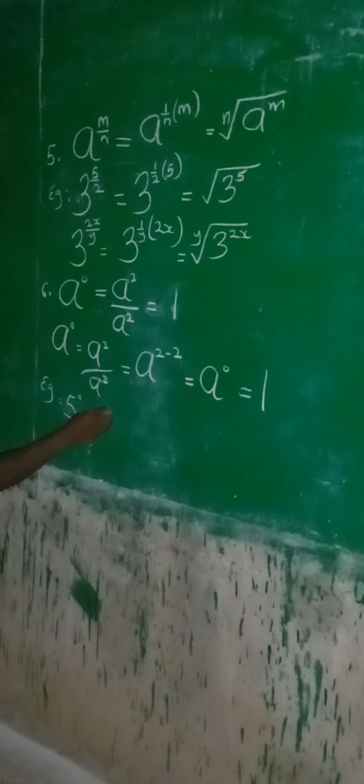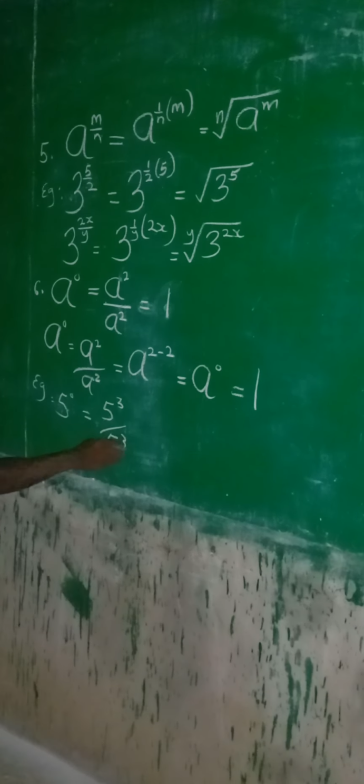So let's say, for example, 5 exponent 0 is the same as 5 exponent 3 over 5 exponent 3. It is going to give us 1, because the bases are the same and the exponents are also the same. So they are going to give us 1. Now let's look at the last law.